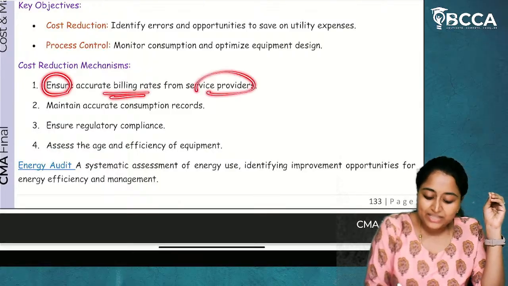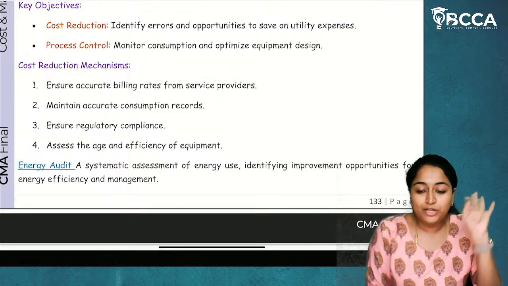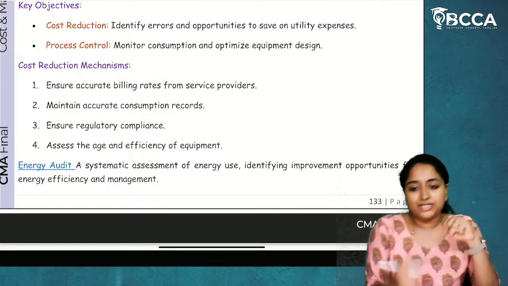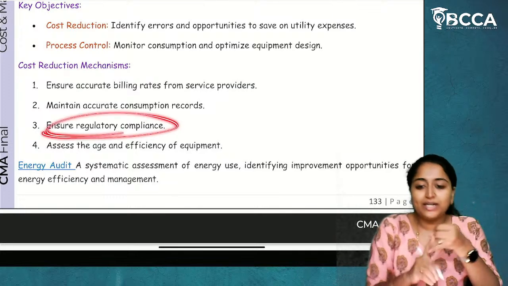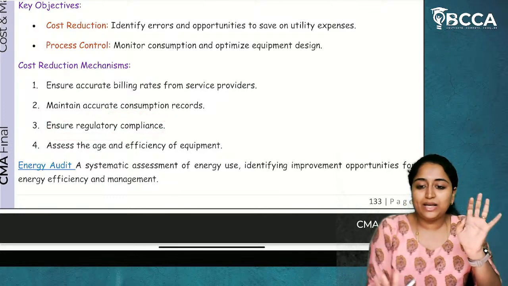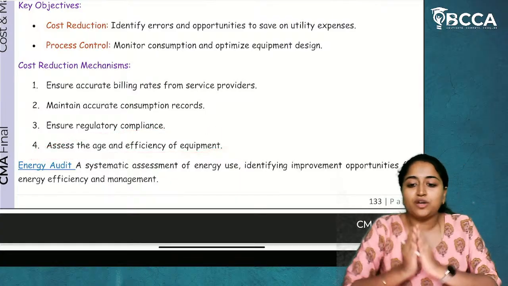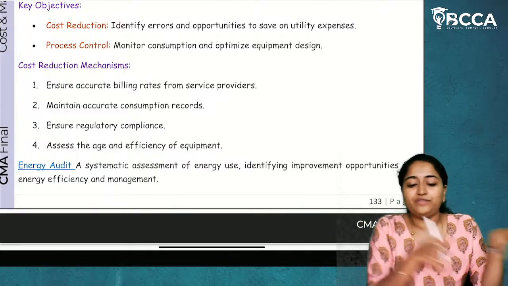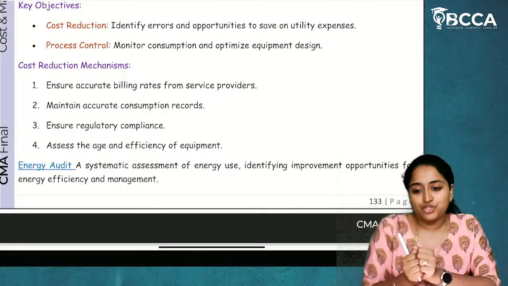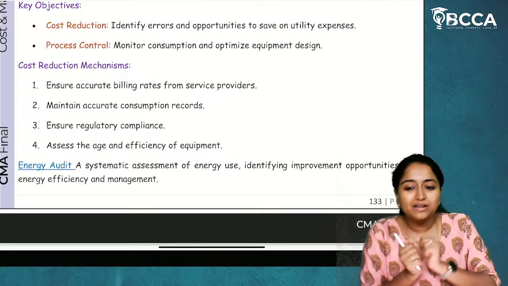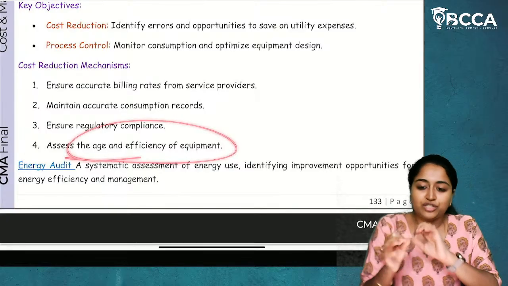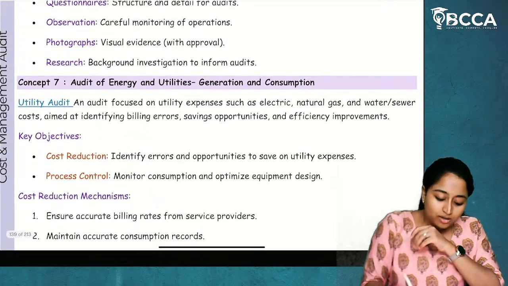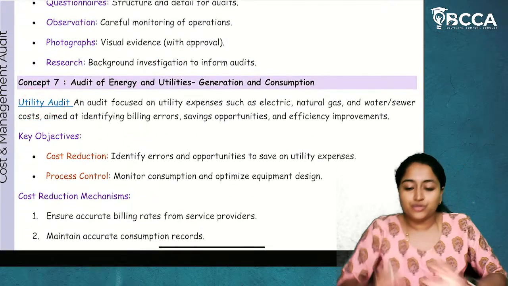Ensure accurate billing rates from service providers. You will receive accurate billing, no billing errors. Maintain accurate consumption records. How much you are consuming, how much you are purchasing. You will maintain a record. Ensure regulatory compliance. If you have all the regulatory compliance or not, check. Assess the age and efficiency of the equipment. Now, if equipment is of higher age, which means it is older, of 5 years, 6 years or 7 years, it needs more energy. Now, if it is a new machinery, it will only take less energy. So, regarding the age and efficiency of equipment, you will do the analysis. This is how you will try to reduce the cost or try to prevent or save the utilities.